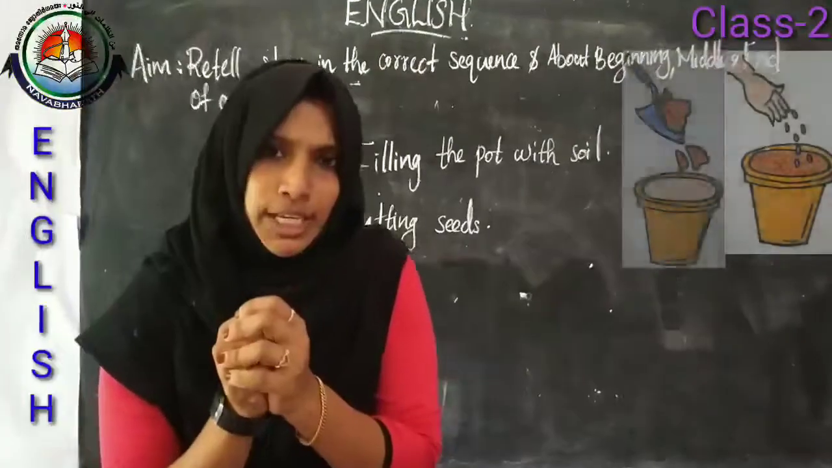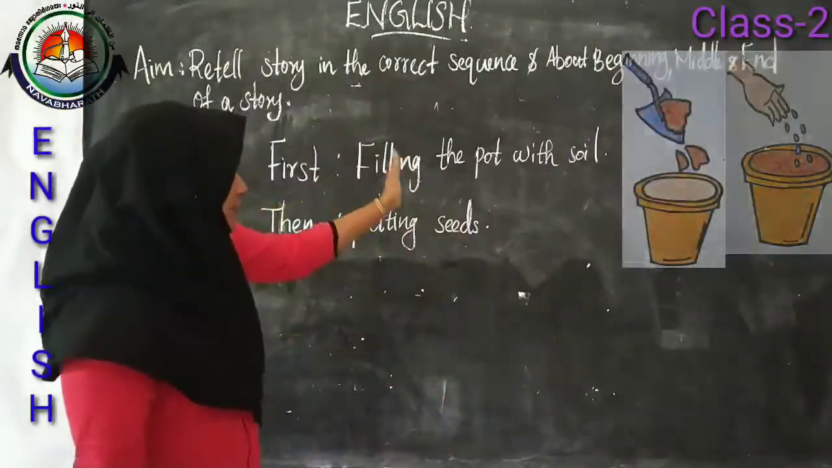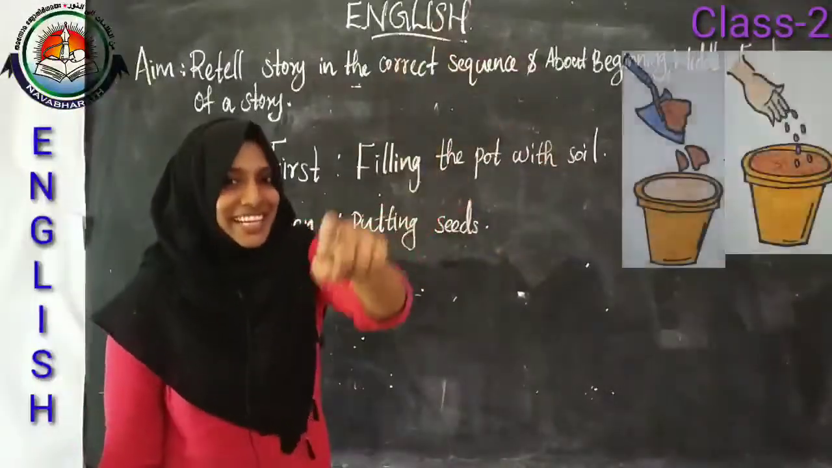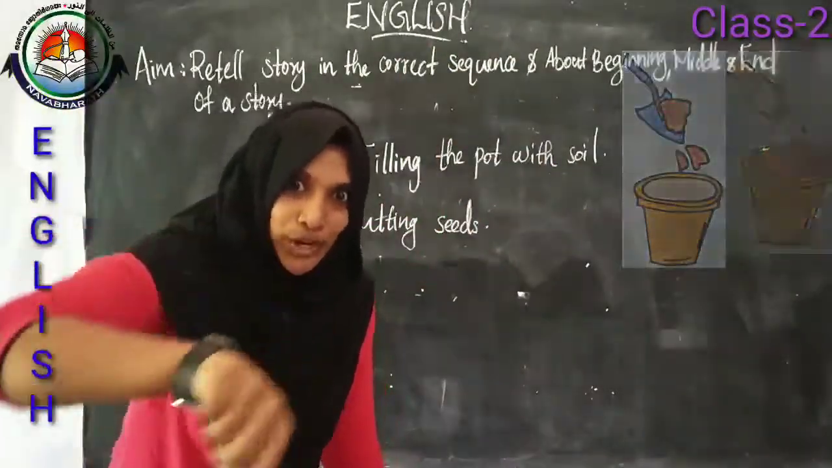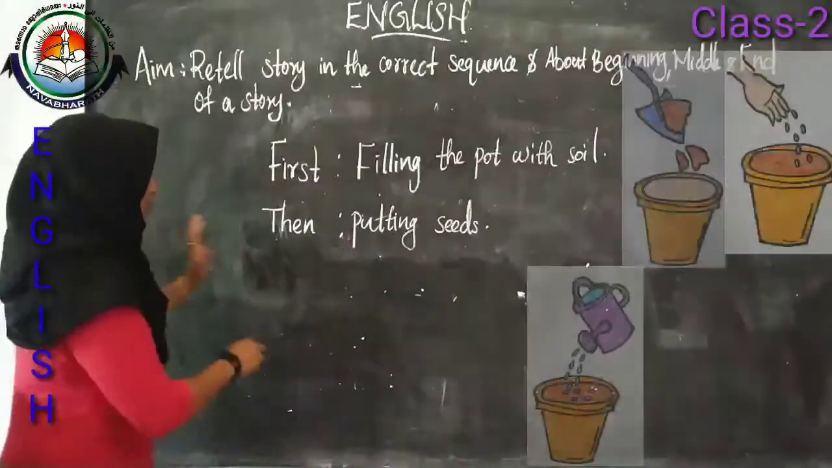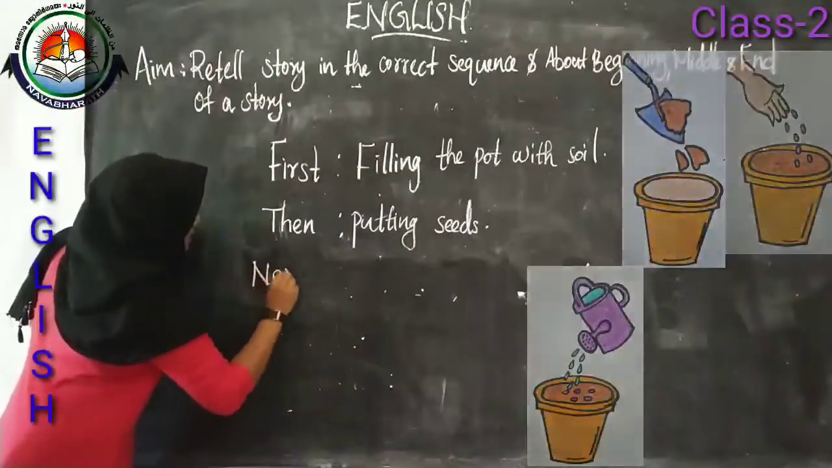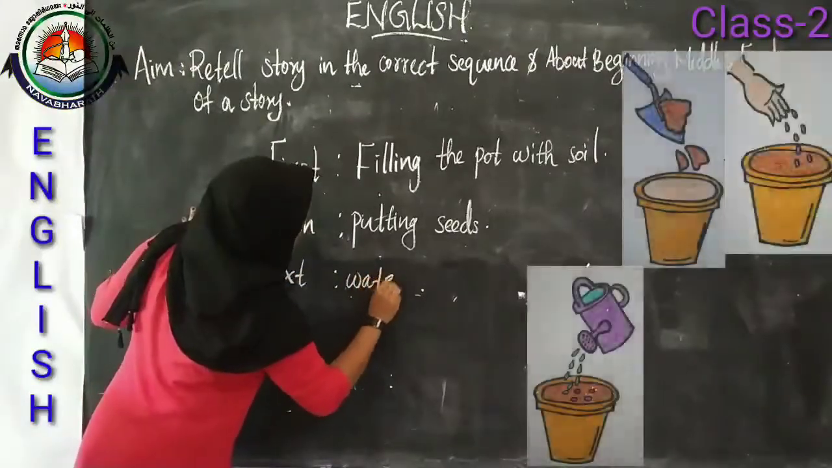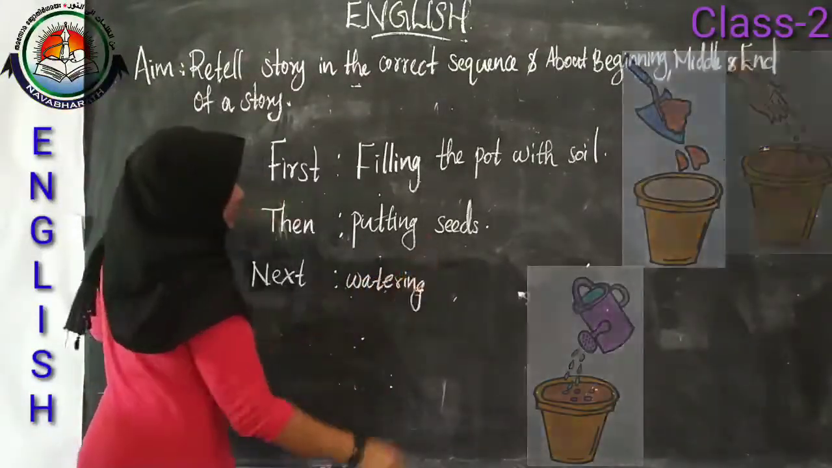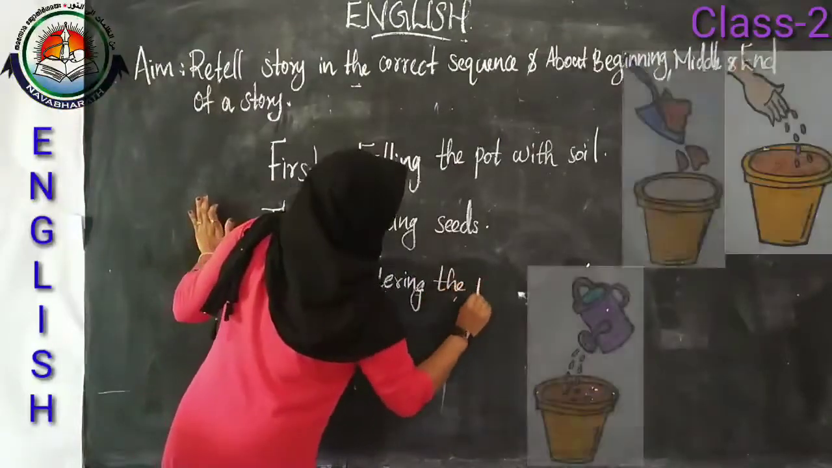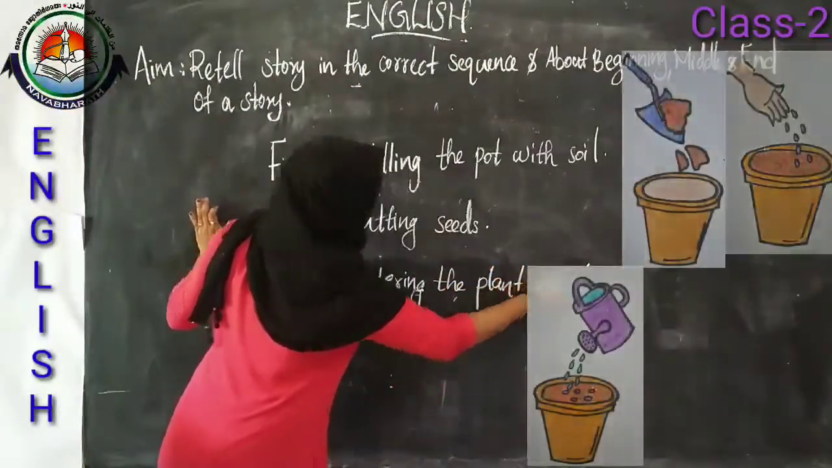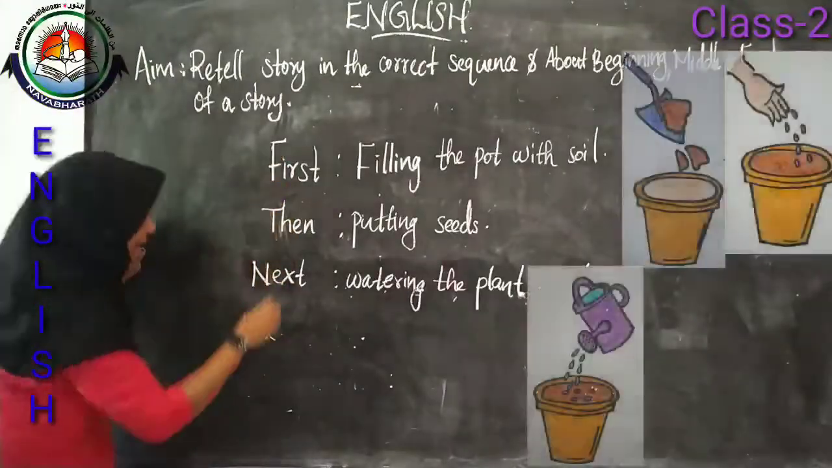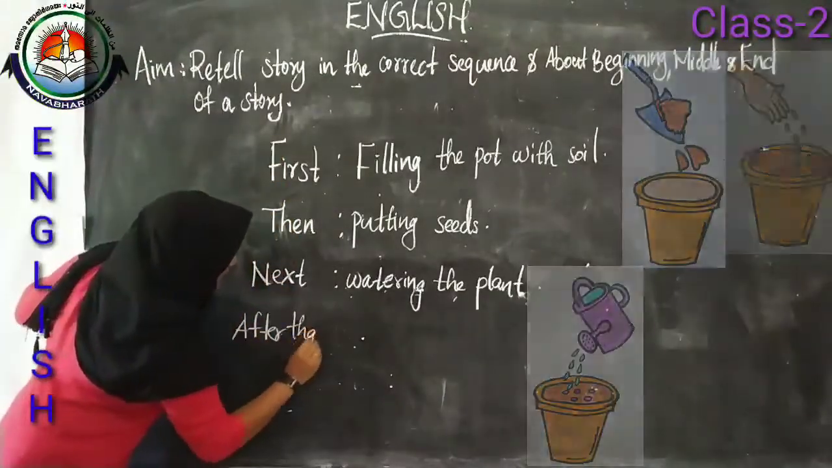Then what about the next picture? Yes, here we filled up the pot with soil and put some seeds. Then the next step is about watering the plant. So next we need to water the plant. Watering the plant. And after that, yes, what will happen?